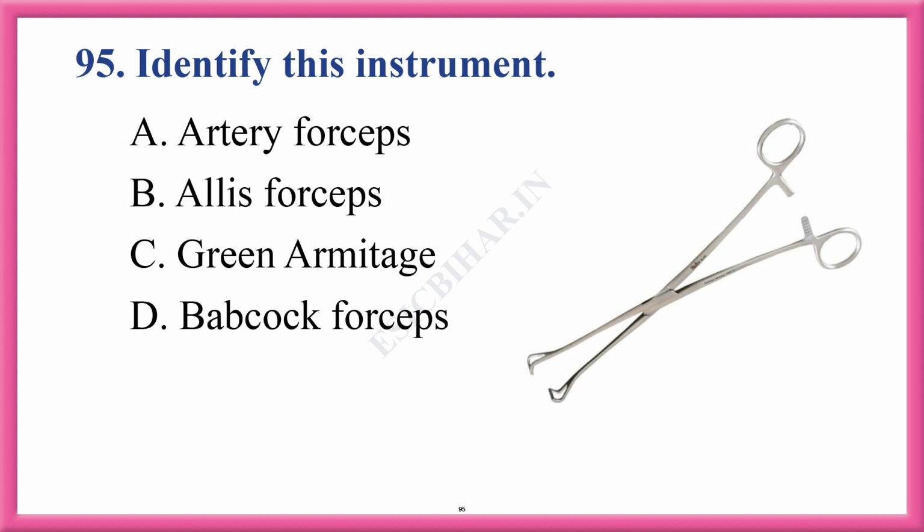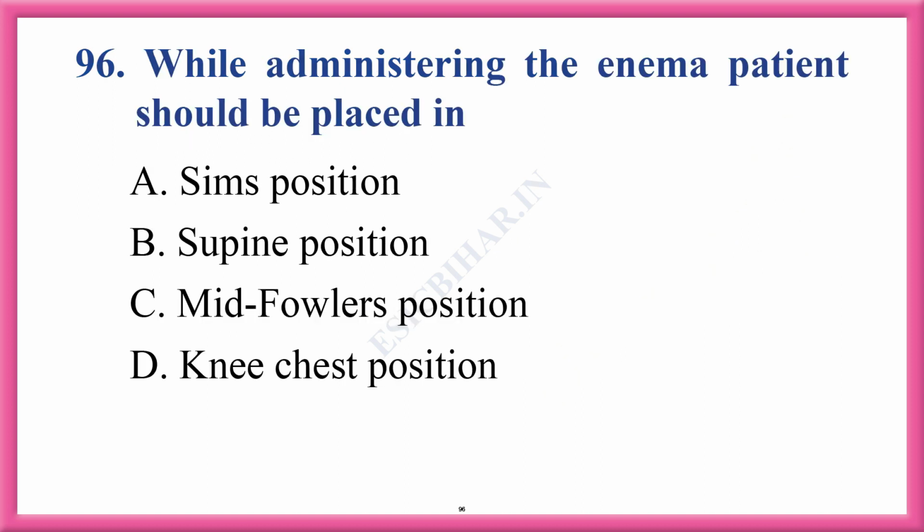Question 95. Identify this instrument. A. Artery forceps. B. Allis forceps. C. Green Armytage. D. Babcock forceps. And the answer is D. Babcock forceps. 96. While administering the enema, patients should be placed in A.